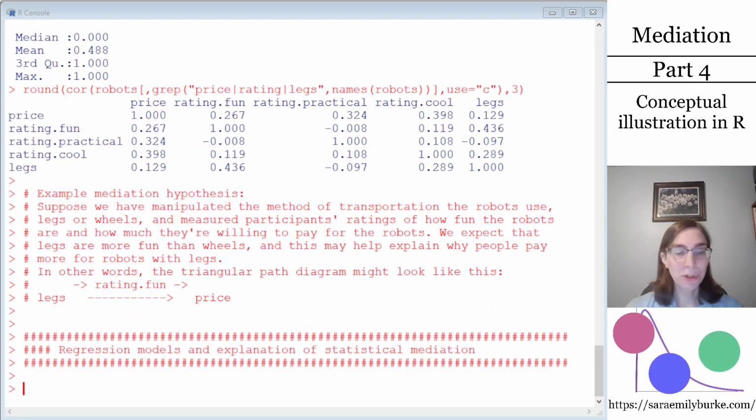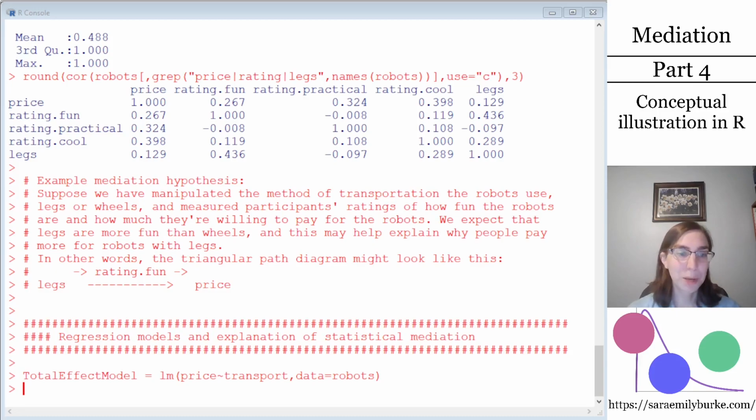So let's revisit the three key regression models that are vital to understanding the process of statistical mediation analysis. First, there's a model that I'm calling here the total effect model. And here price is the response variable and transport is the sole predictor variable. This model allows us to capture the full discrepancy in price between robots with legs and robots with wheels.